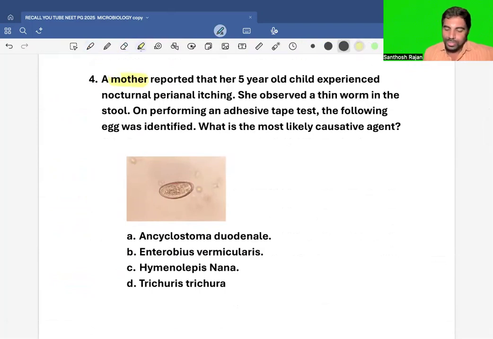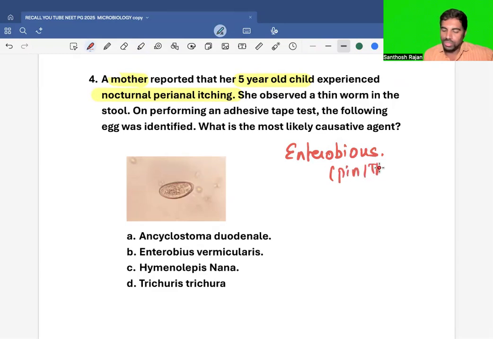A mother reported a 5-year-old child experienced nocturnal perianal itching. I'm going to stop there. Nocturnal perianal itching is more than enough. There is only one parasite that causes this, that is Enterobius vermicularis. A repeatedly asked question in many exams. Enterobius vermicularis is also called pinworm, threadworm, seatworm. Pin, thread, seatworm.